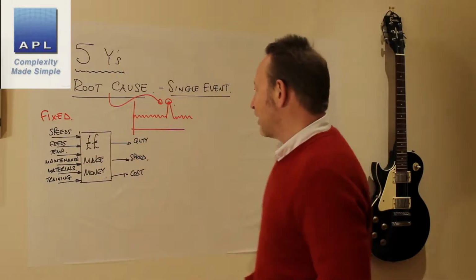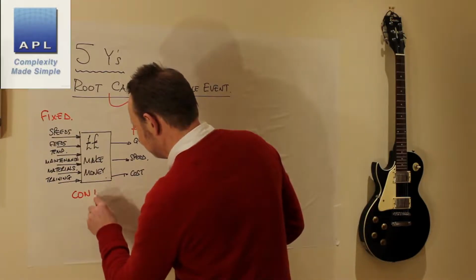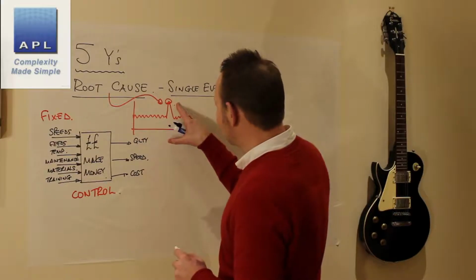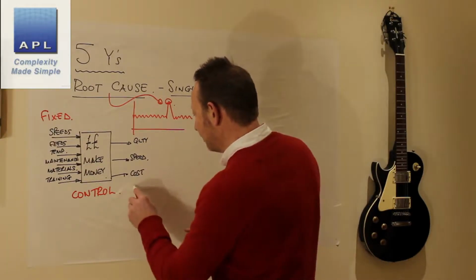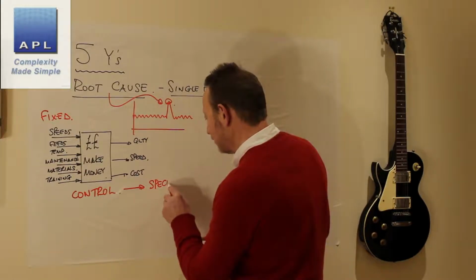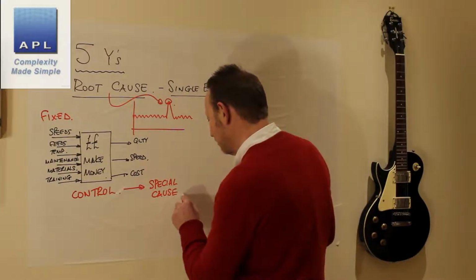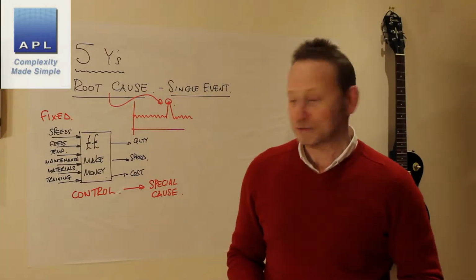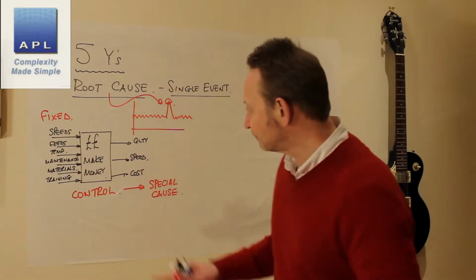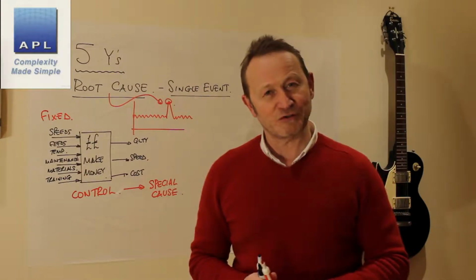Now what this is saying is your process is in control. When your process is in control, there will be one event. One event, in the word of SPC, it's known as special cause, sorry, known as special cause. So if you're in control, you have a special cause, you can use 5Y's.